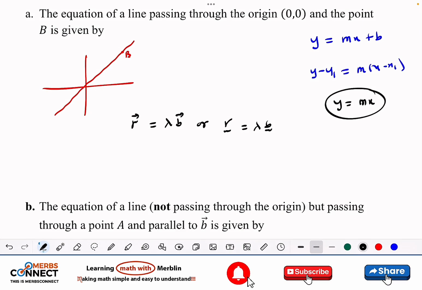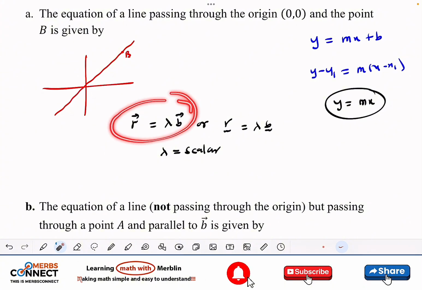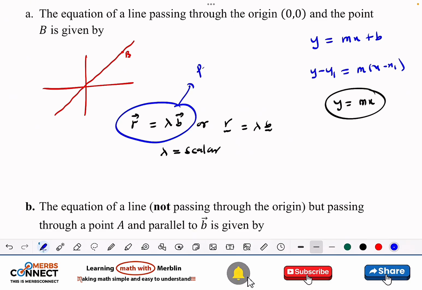Good. Now, let me try and explain something here. Now, lambda that we see here, we are going to call it scalar, right? Meanwhile, in the other case we were talking about the slope, but here we are talking about the scalar, right? And then we are going to call this the parametric equation, right? So when you say find the parametric equation, basically this is what we are talking about. We are also talking about the equation of the line. So this, we call it parametric equation.